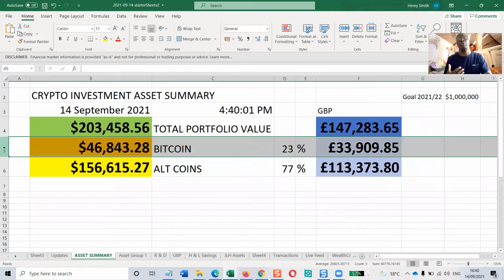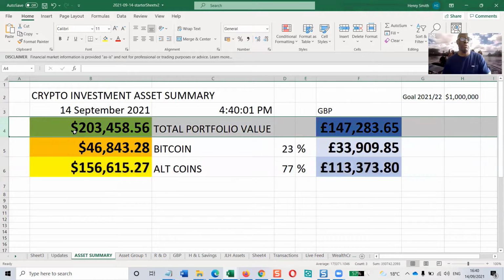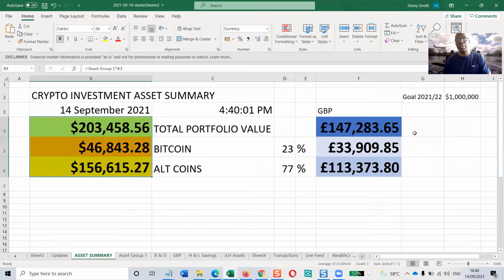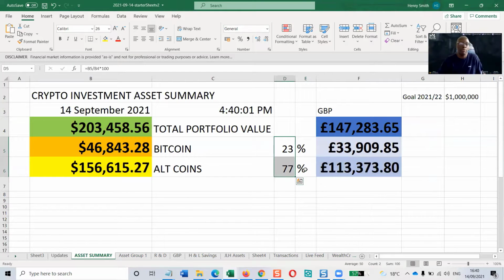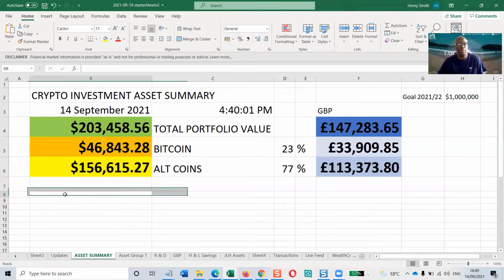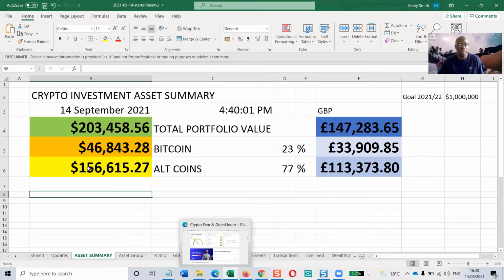This particular portfolio consists of one whole Bitcoin and a selection of specially researched alternative coins apart from Bitcoin, the altcoins, and then there's the total at the top. On the left hand side is US dollars, and on the right hand side we have the same portfolio in pound sterling or British pounds. And this is the percentage split on the portfolio. You see, I put the majority of my money into the altcoins. There's a good reason for that.